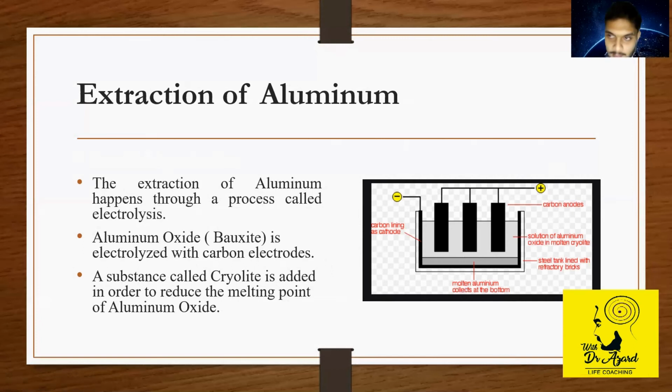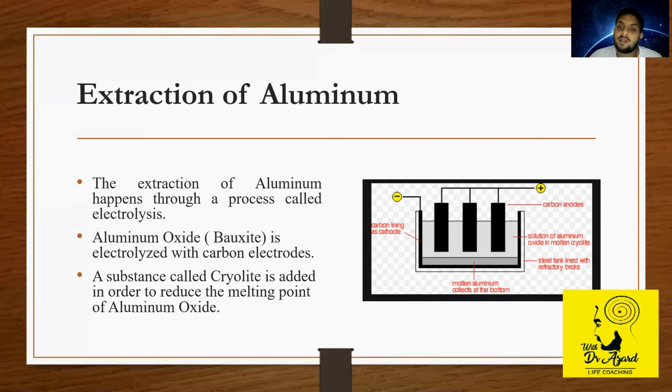Okay, so the chemical name for aluminium oxide is bauxite. This bauxite is the aluminium ore that is found in nature. So we will use that, and we are going to electrolyze it. With electrolysis techniques, we will be able to separate the aluminium and the oxygen separately.